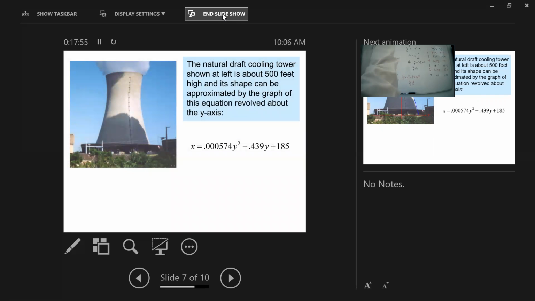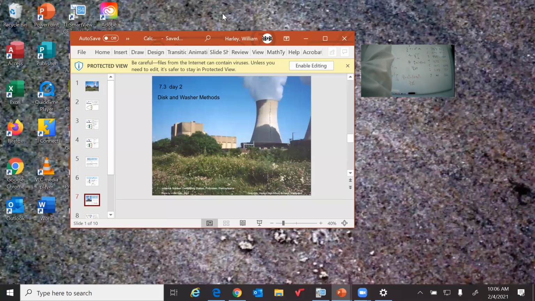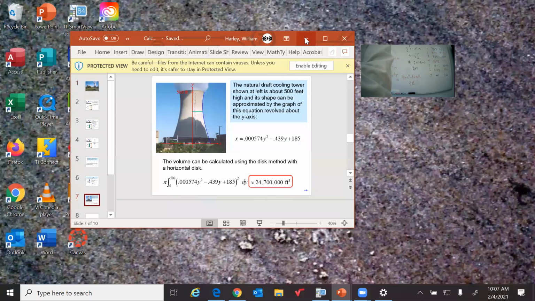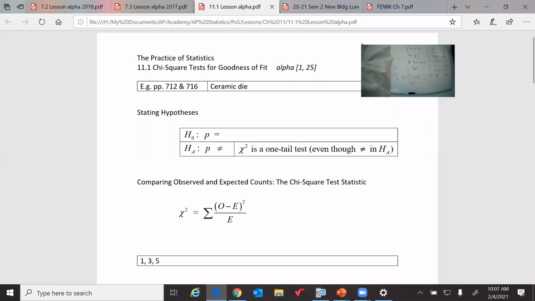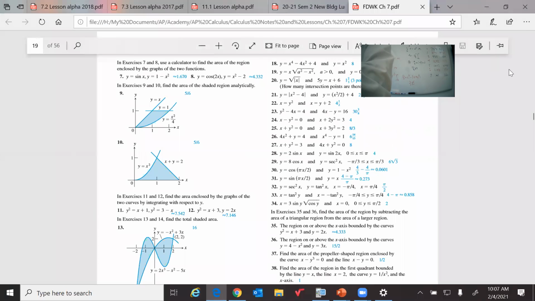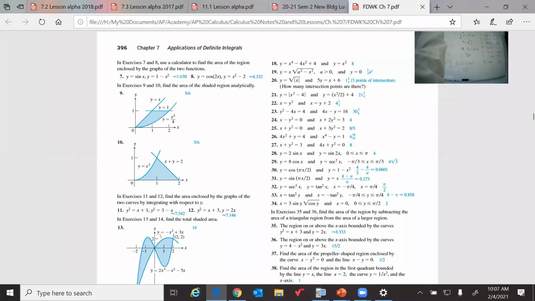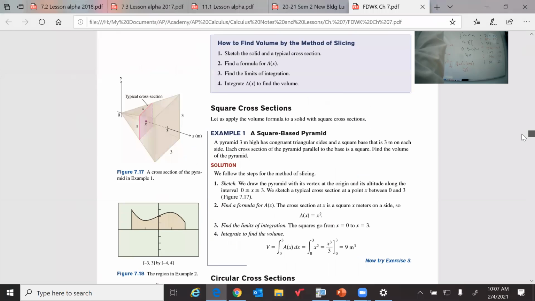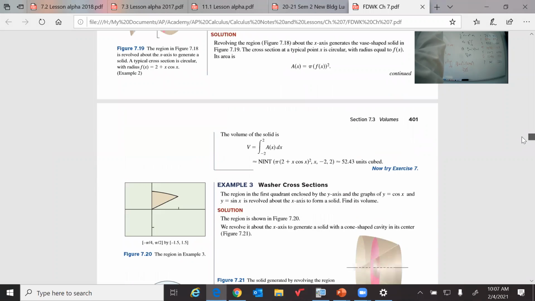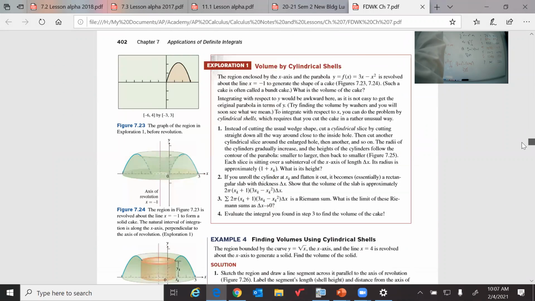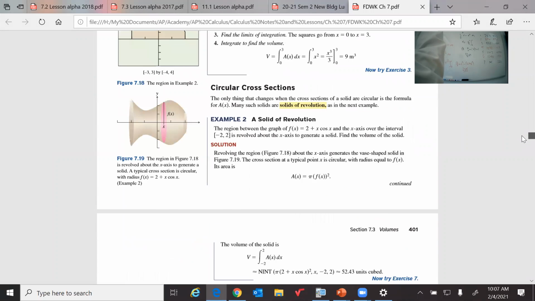So we're going to go here to the textbook and look at example number 3.